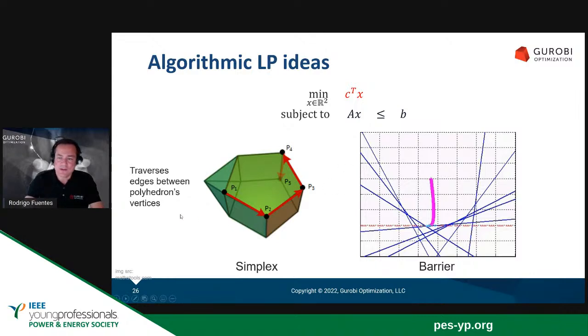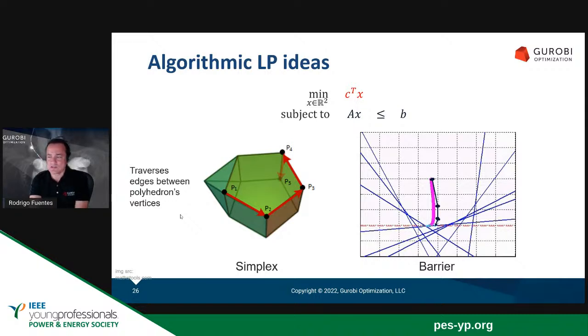And then we find the direction to traverse from that interior point towards the vertices. We make one step in that direction. We center the point in the feasible region. Then we take a next step, and then the next step, and then we traverse through the interior of the polytope towards the vertex where the solution is. So these are two different approaches. They're both used. Some problems are such that it's better to use simplex. On some other types of problems, barrier seems to work better.